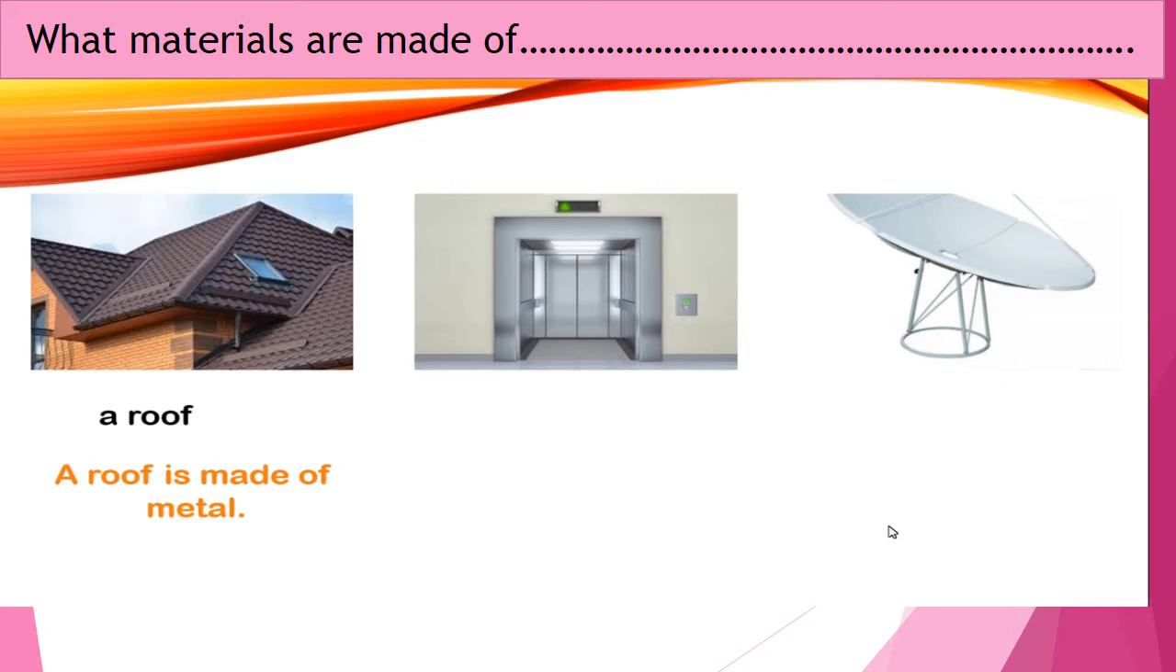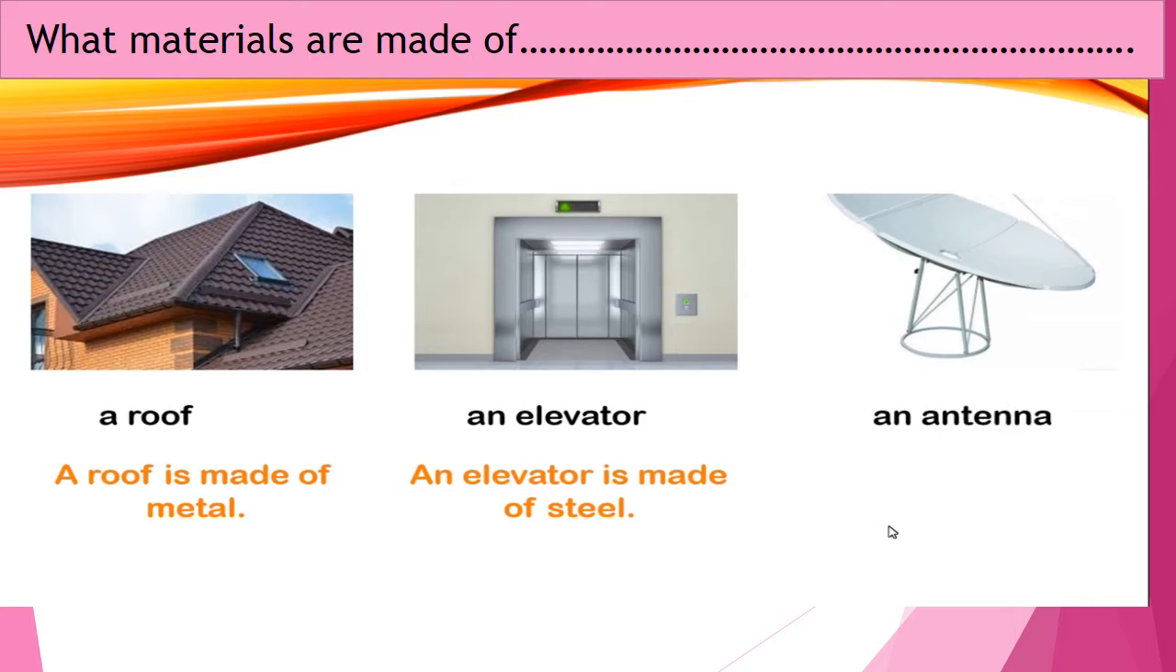Okay, what material is it made of? It's made of metal. Next, what is this on the picture 2? It's an elevator. What material is it made of? It's made of steel. Next picture. What is this? It's an antenna. What material is it made of? It's made of copper. Okay, you will copy these new words in your notebooks.